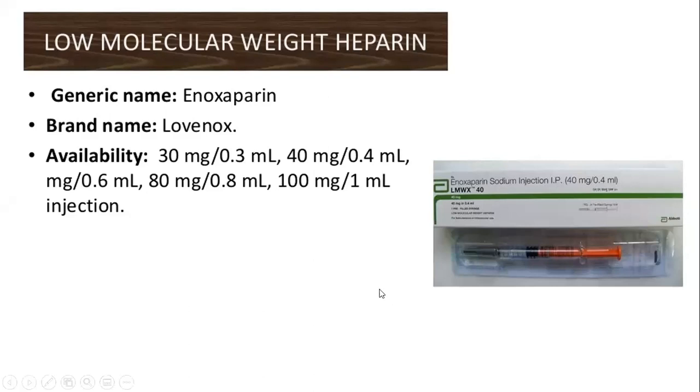Okay. So this injection enoxaparin, it is pre-filled. It is ready-made. It comes in a packet like this only. The syringe that is being used here is made up of glass. It is a little bit hard, not a plastic syringe. And the brand name is Lovenox, or it comes as LMWX. This is the availability of the dose.